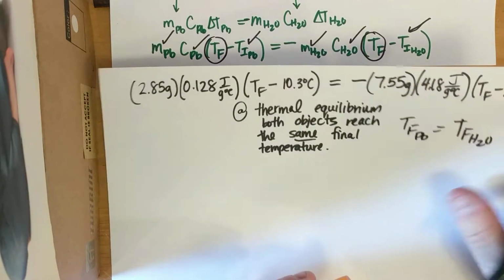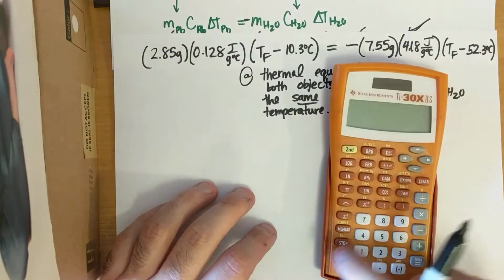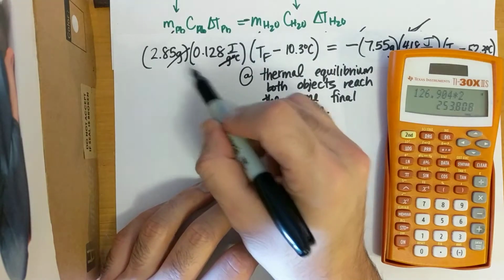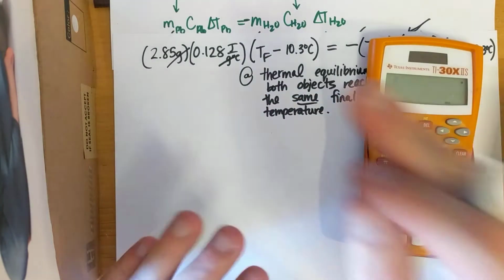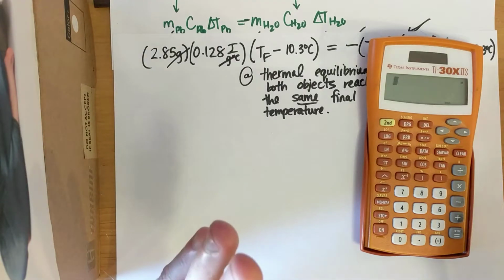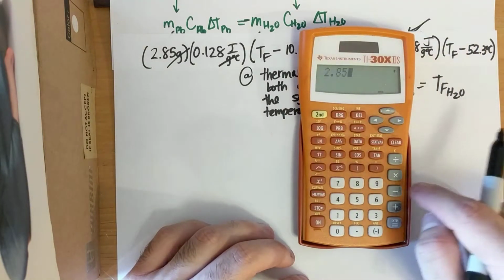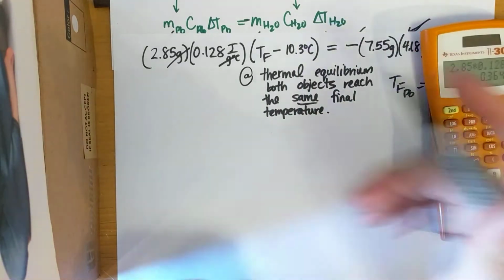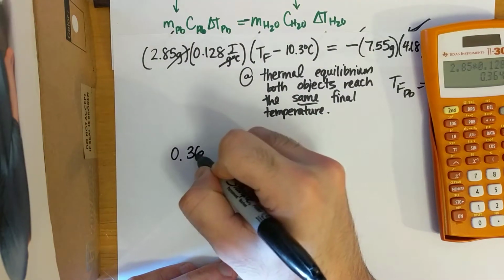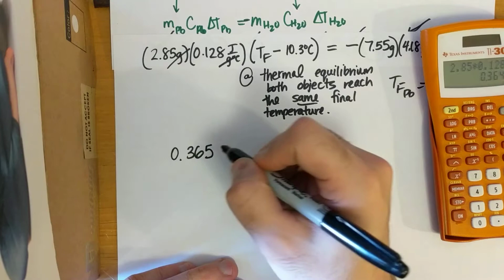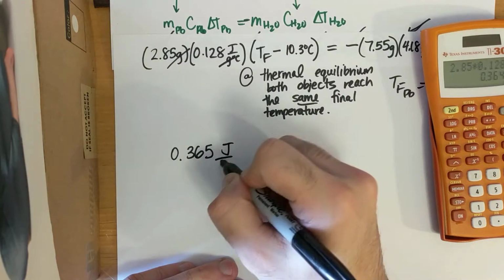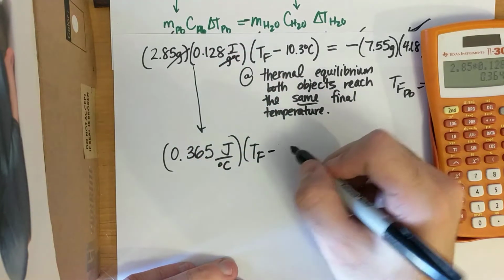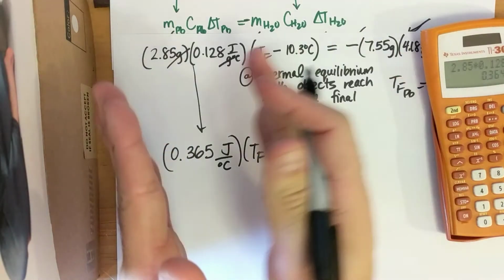So let me just start trying to make this look a little bit less massive. I'm going to do 2.85 times 0.128. Now I'm multiplying grams times joules per gram degree Celsius, and I'm going to get joules per degree Celsius. I like to keep units in order, so you know that I didn't fudge up on the units. So 2.85 times 0.128, and I get 0.365, I'm going to just round to 3 sig figs, 0.365 joules per degree Celsius is what this is now. T final minus 10.3 degrees Celsius. Now I have my left side, right?